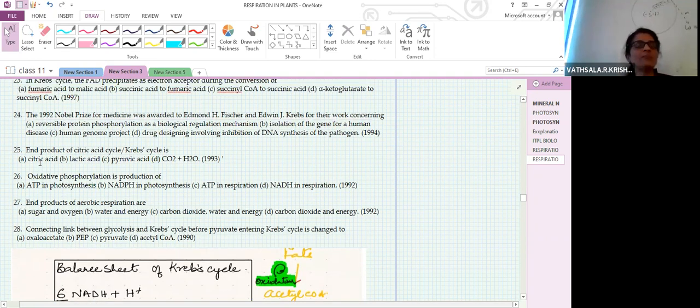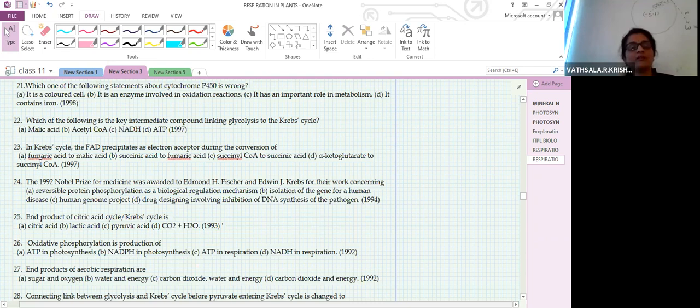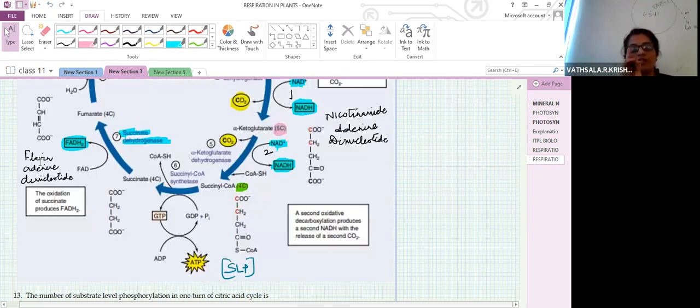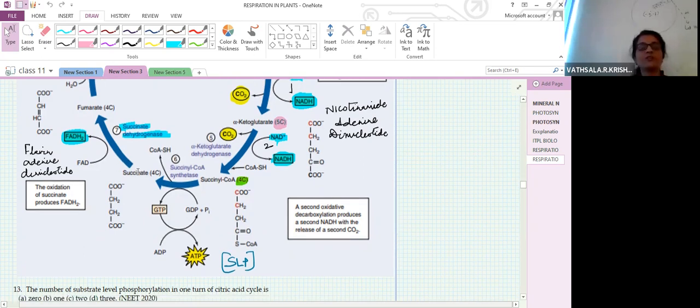So 2 FAD, because it is formed once in one place. In which place is FAD formed? Oxidation of succinic acid, when succinic acid gets converted to fumaric acid. Succinic acid or succinate, fumaric acid or fumarate, one and the same. So the oxidation takes place, and because of the oxidation, FAD is reduced to FADH2.